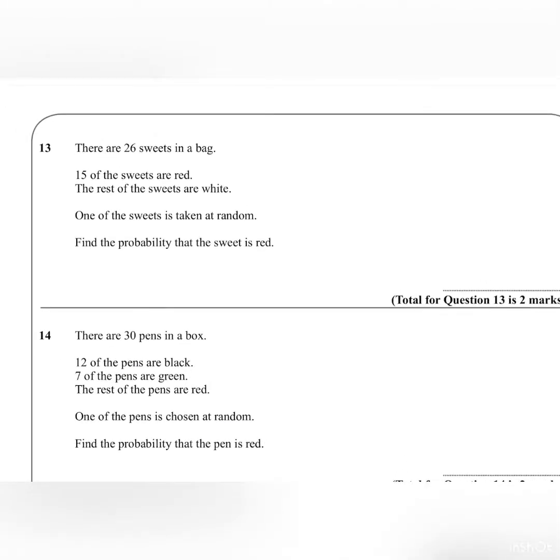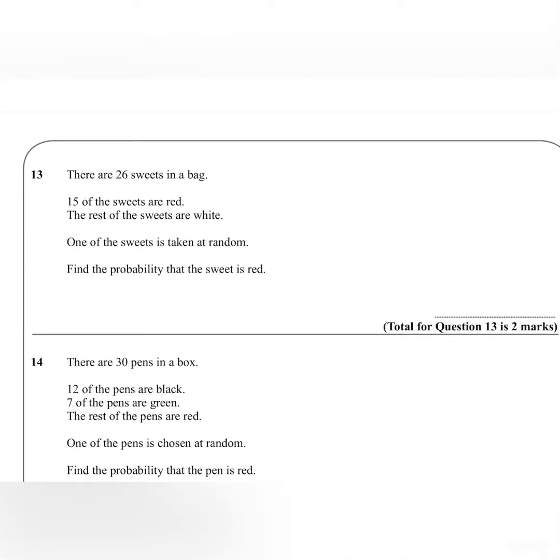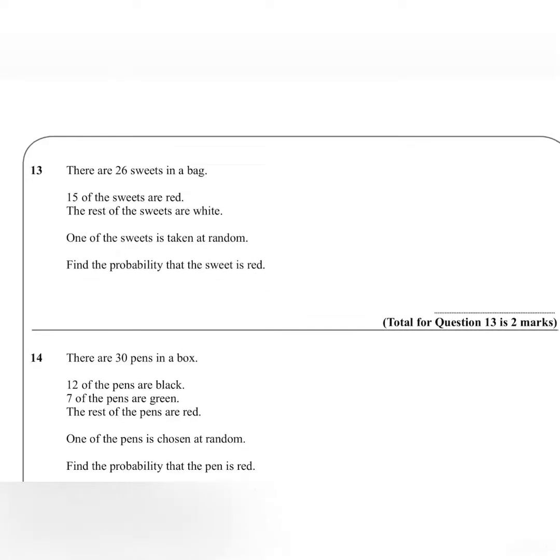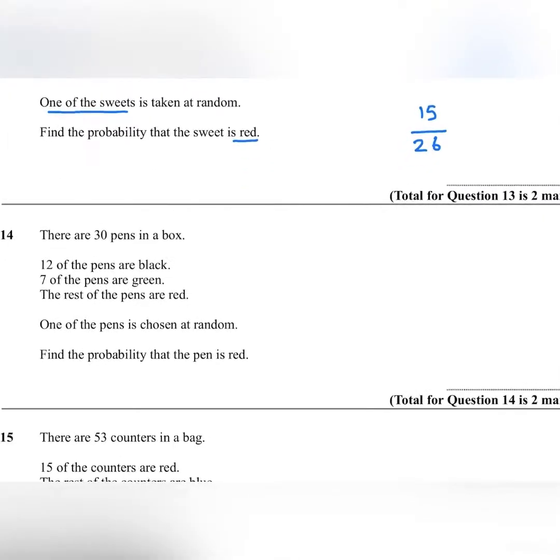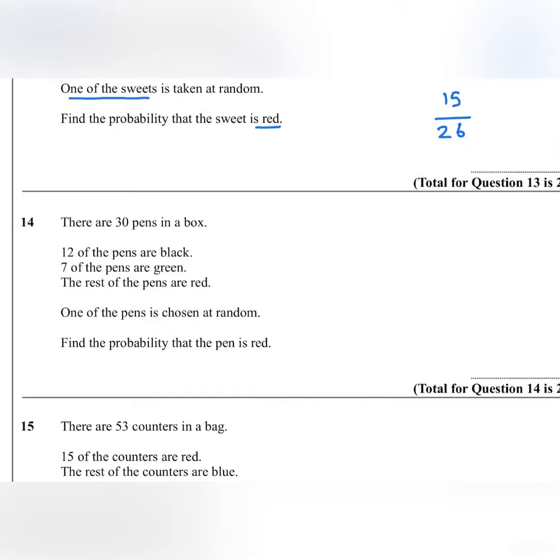Okay, so number 13, it says there are 26 sweets in a bag. 15 of the sweets are red, and the rest of the sweets are white. One of the sweets is chosen at random. Find the probability that it is a red sweet. Well, there are 26 sweets altogether, and there are 15 of them which are red. Okay, so 15 out of 26. Now I have a question number 14, and then check your answer.